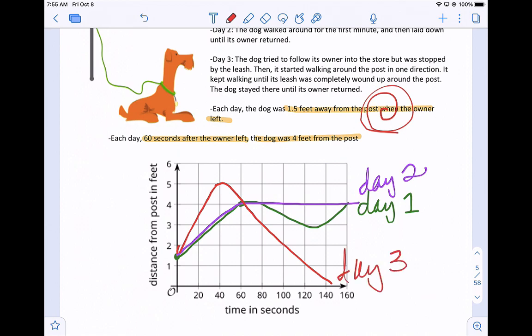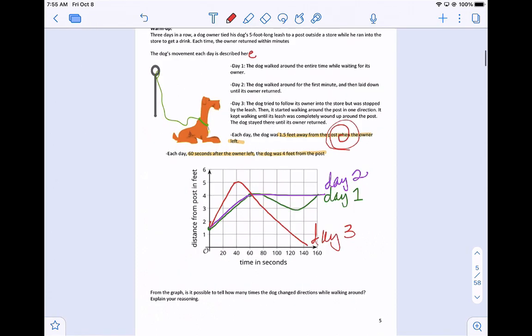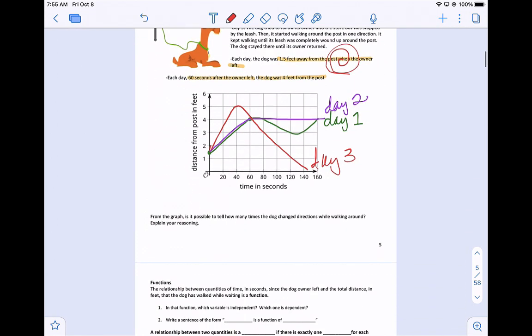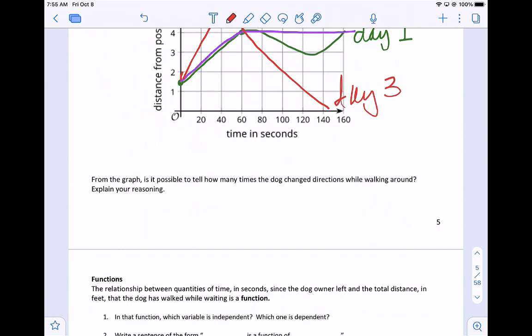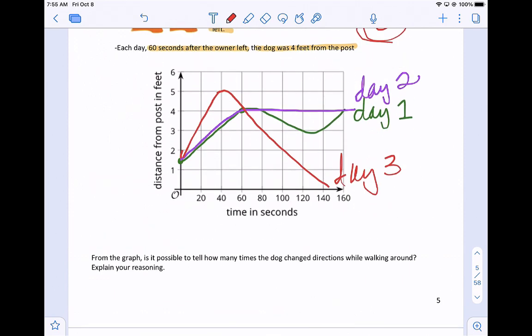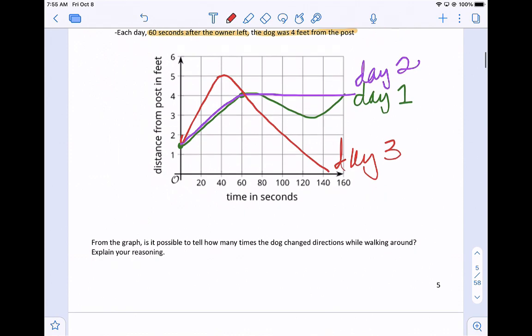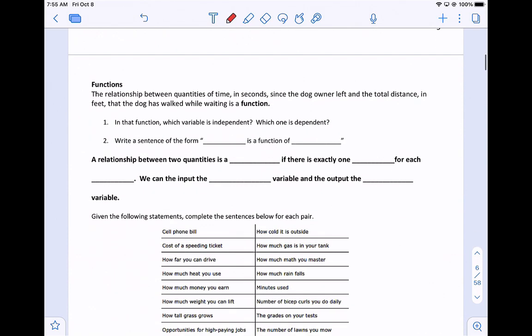Okay, so we'll take a look in class at what your graphs look like. And then we'll get to this idea of independent and dependent variables. So it says, from the graph, is it possible to tell how many times the dog changed direction while walking around? Explain your reasoning. We'll talk about whether you can tell when it's changing direction by your graphs, by distance from the post in feet. And then we'll look at the idea of functions. The relationship between quantity of time in seconds since the dog owner left and total distance. So we have time and distance in feet, which is called a function.